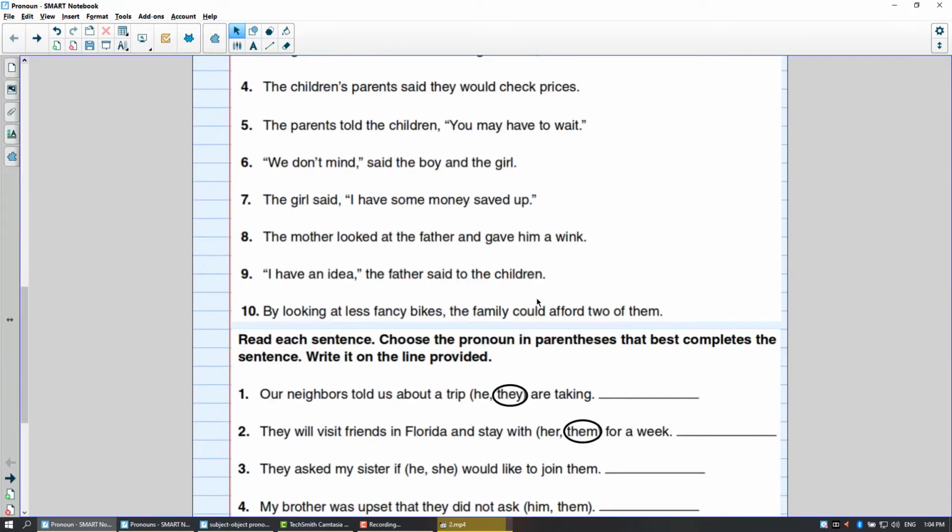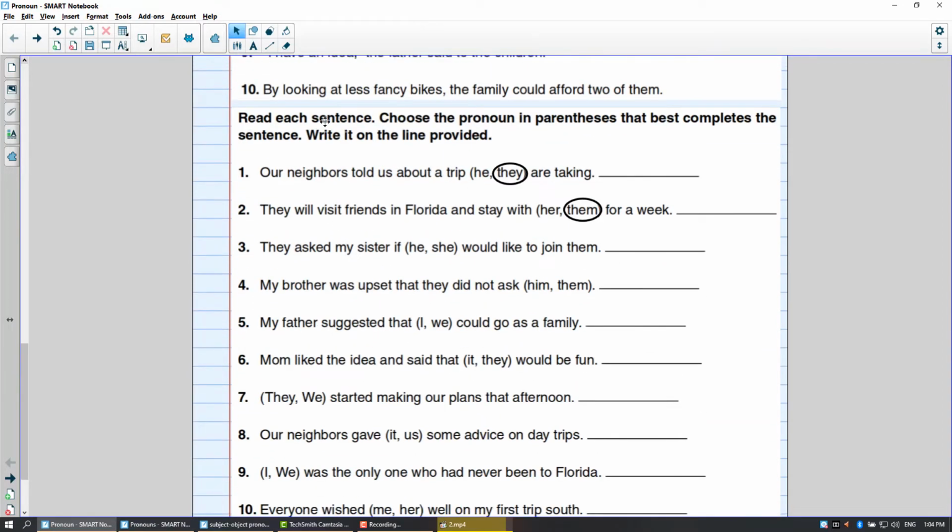The second exercise. Read each sentence, choose the pronoun in parentheses that best completes the sentence, and write it on the line provided. So we need to read the sentence and choose the correct pronoun to complete the meaning of the sentence. Let's see number 1. Our neighbors told us about the trip he or they are taking. Actually, I answered number 1 and 2 as examples for you, and you will continue answering from 3 until number 10.